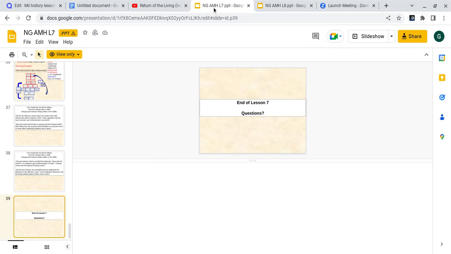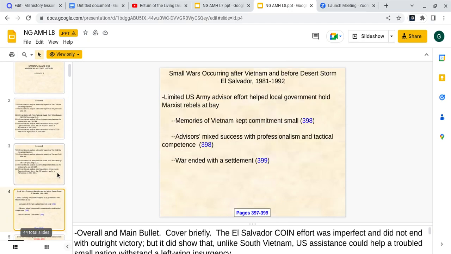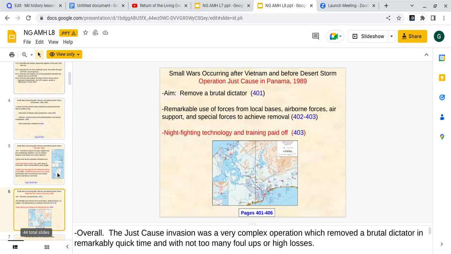So that's it for lesson 7, and now we can move on to lesson 8. So for lesson 8, we will start off talking about Operation Just Cause in Panama, 1989. This showed really good improvements in night fighting technology.